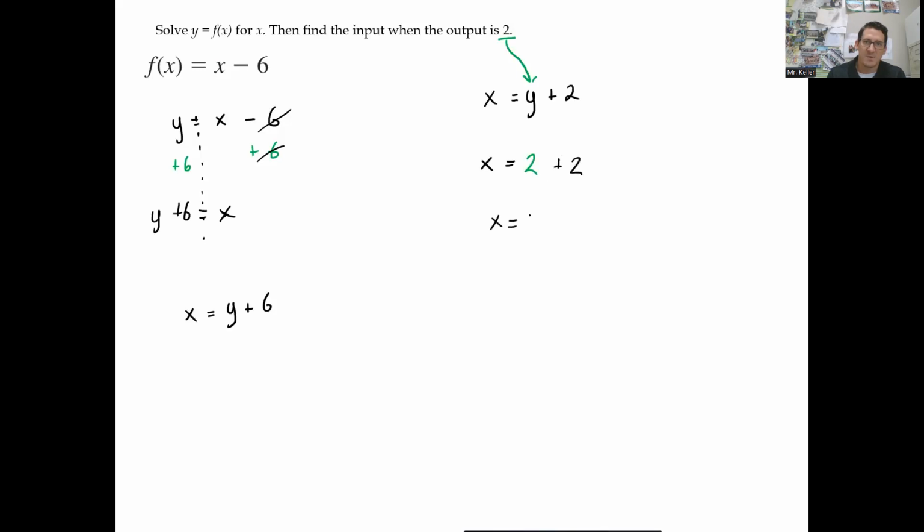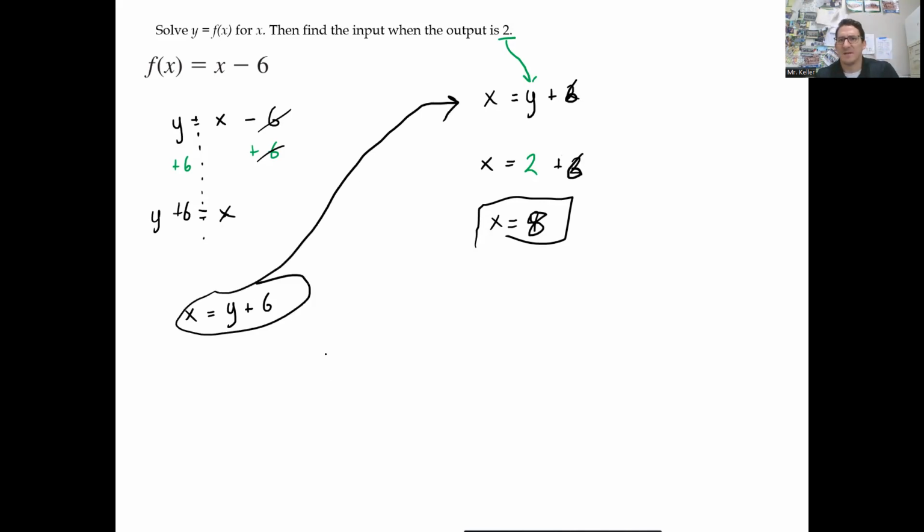Plus 2, you get x is equal to 4. So for our function, when x is 4, y is... what the heck did I just do? No, that's not right, this is a 6. What the heck? This is a 6, this is an 8. I wrote the function wrong here, right? My bad. Anyway, now that looks better. So when the output is 2, the input is 8.